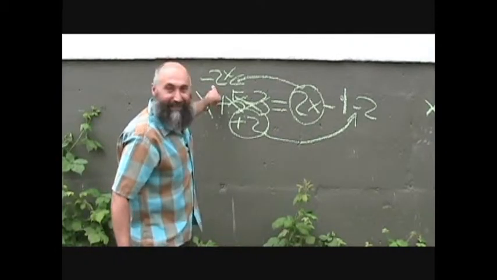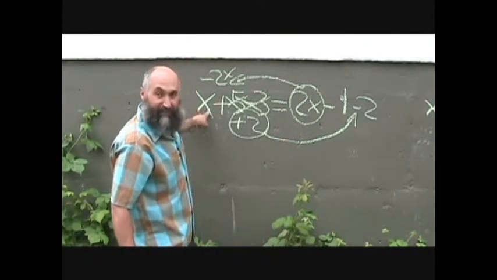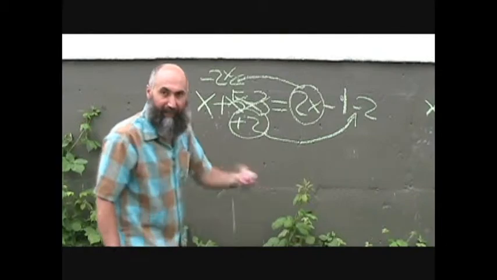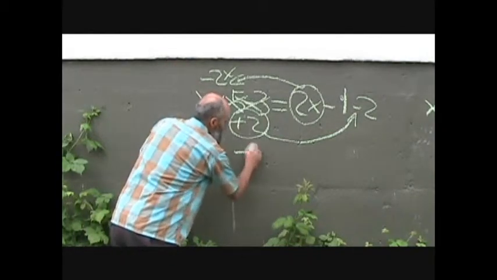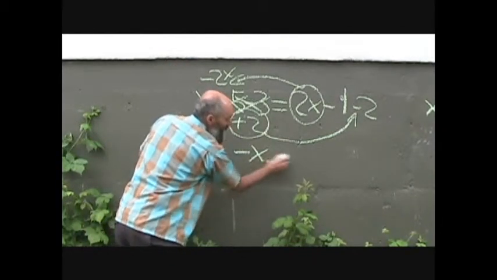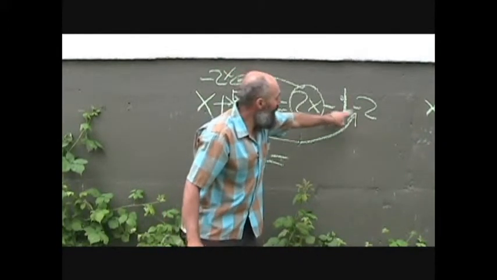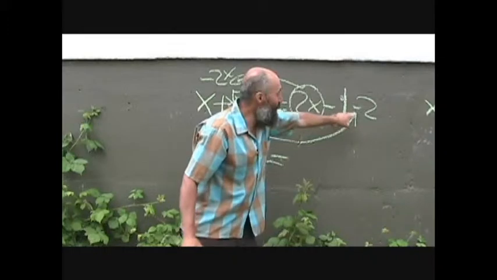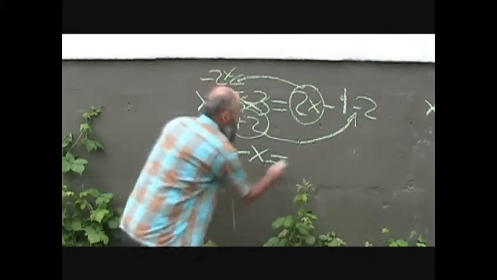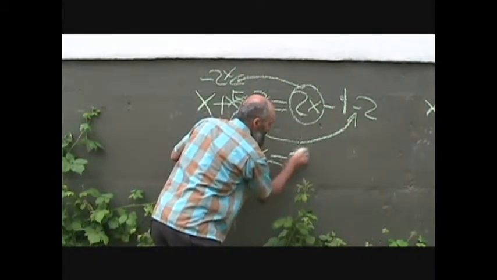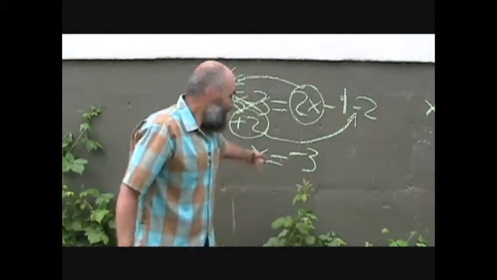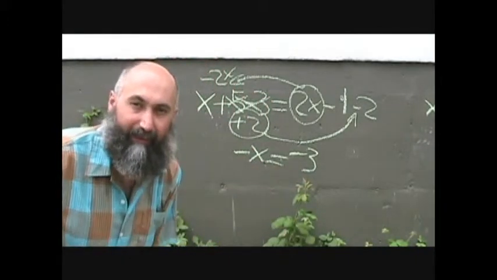What you got here is negative 2x, and that's a positive x. So negative 2x plus x is negative x. Line up your equal sign. Negative x is equal to, that's negative 1 minus 2. Negative 1 minus 2 is negative 3. So you got negative x is equal to negative 3.